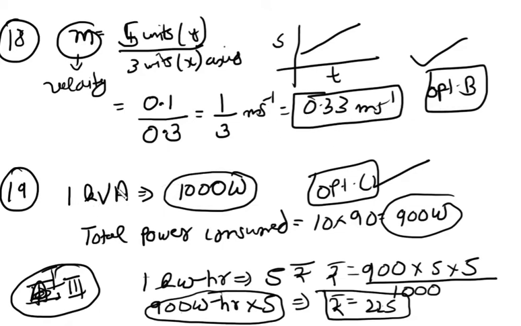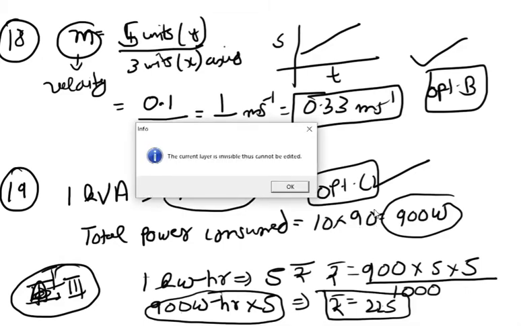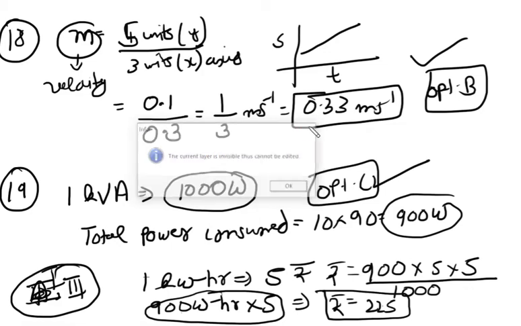The power requirement, question number 19: 1 kVA can be translated to 1000 watts. The total power consumed by the 10 laptops would be 90 watts each, 10 into 90, which is 900 watt. Since it is 900 watt, the cost is 5 rupees per kilowatt hour. So for 900 watt into 5 hours, which is 4500 watt hours, what would be the charge? 900 into 5 into 5 by 1000. So the correct cost would be 22 rupees 50 paisa.